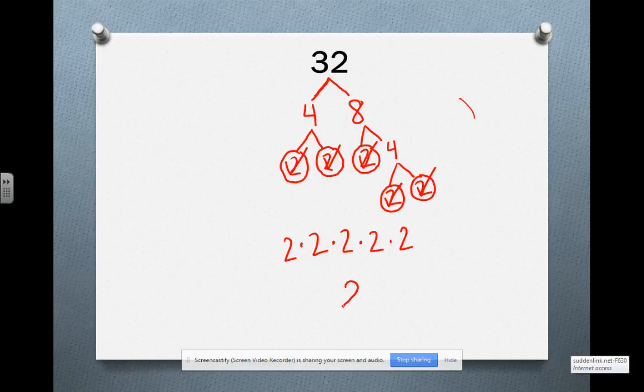My base is 2, and I have 1, 2, 3, 4, 5 of them. So my prime factorization is 2 to the 5th power. If I were to go back and multiply 2 times 2 times 2 times 2 times 2, it would give me 32, the number that I started with. That's the point of these factor trees, is to break it down into products of primes.